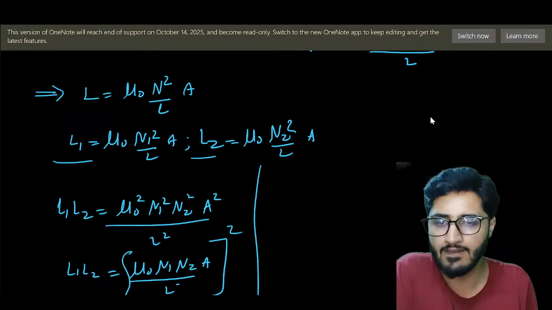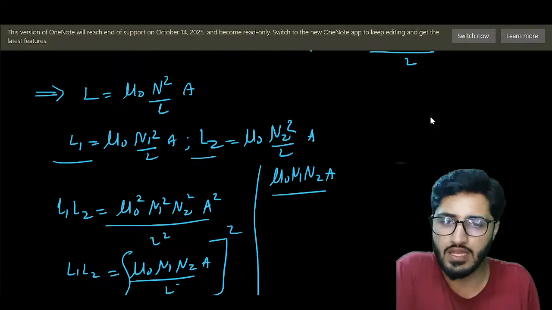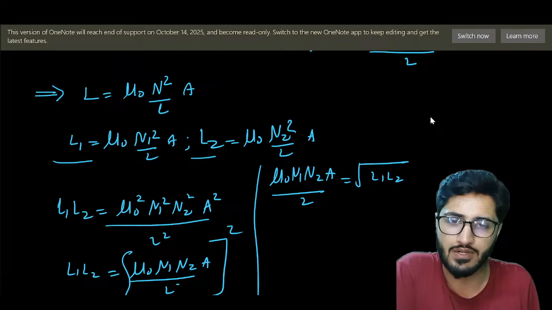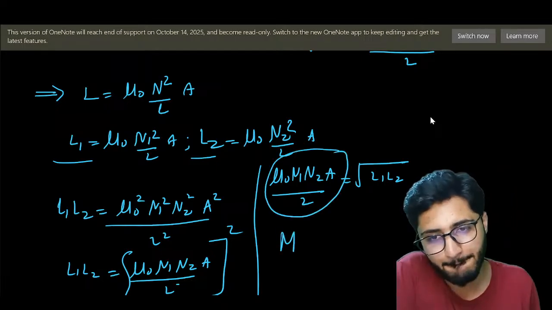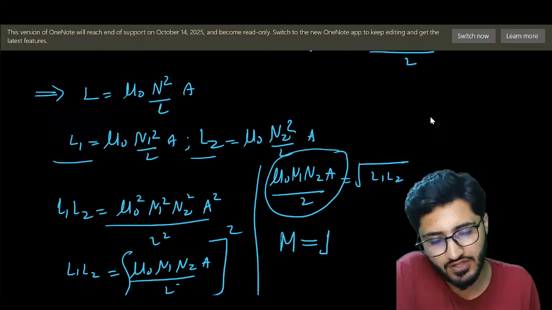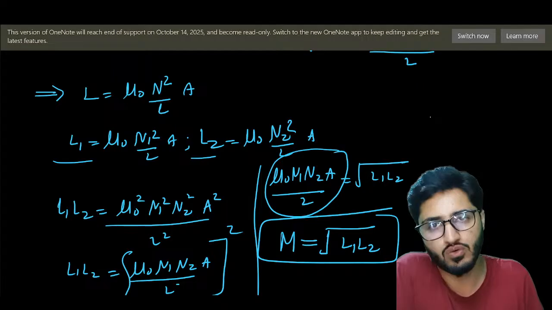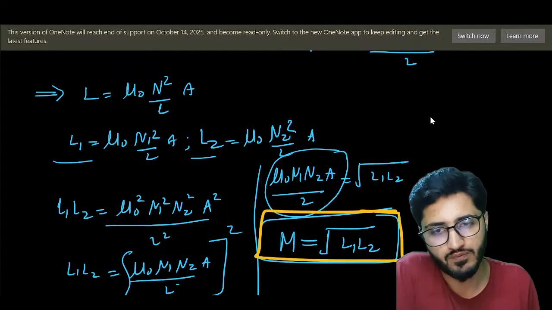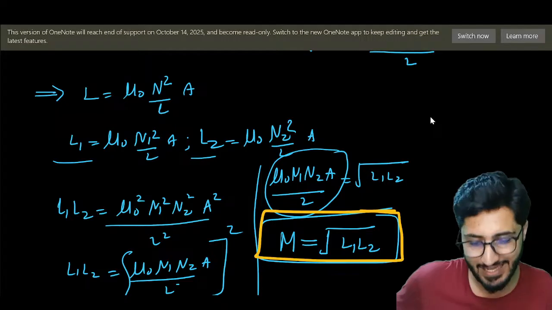I can write it as mu naught N1 N2 A divided by L equals to under root of L1 L2. Do you know what is this one now? It is M. So mutual inductance is equals to root of L1 and L2, and this identity is an important one. You need to remember this identity.